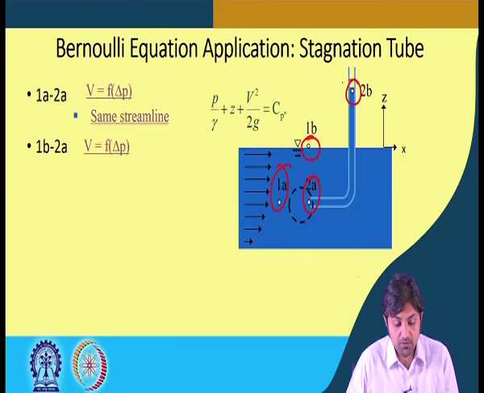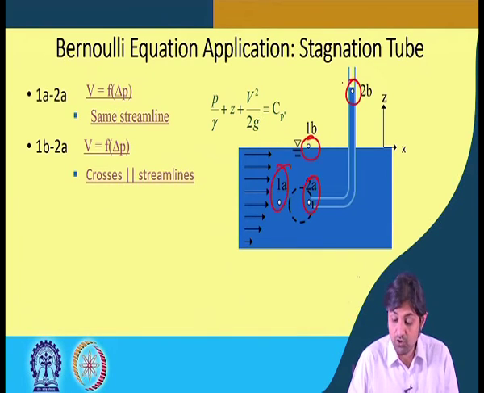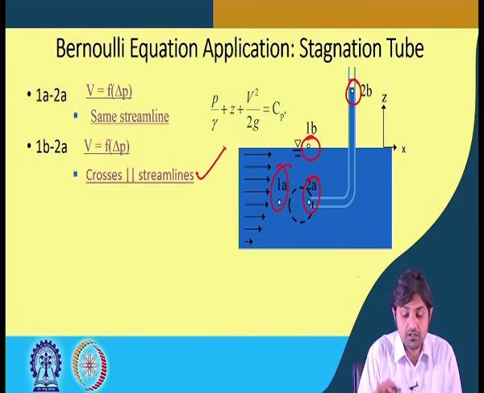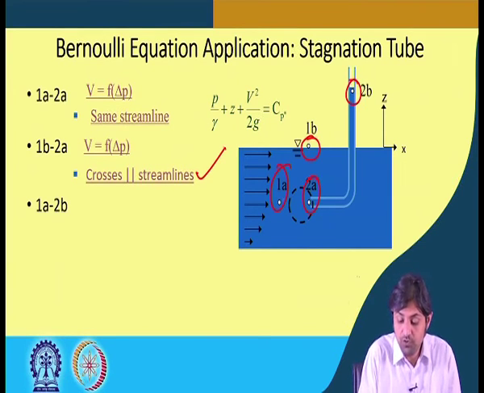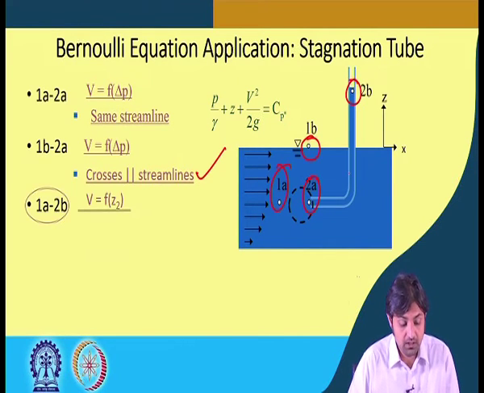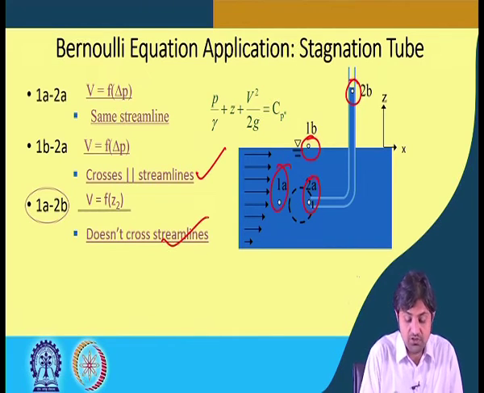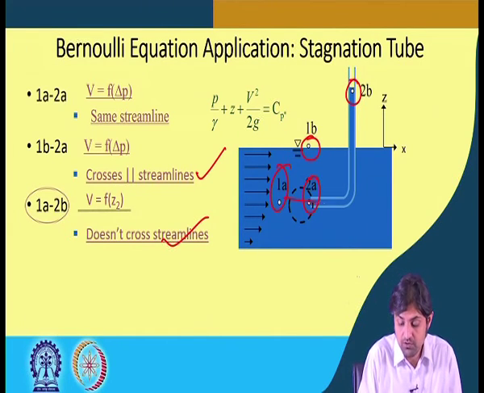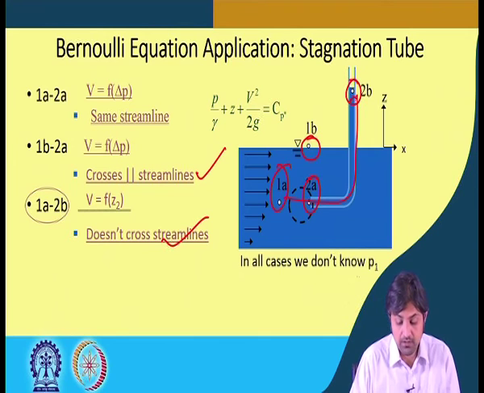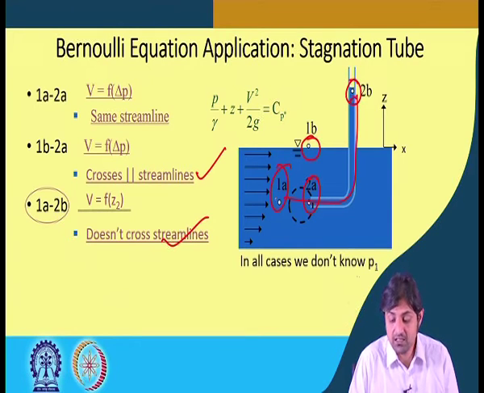If you go from 1B to 2A, it crosses perpendicular streamlines. If you go from 1A to 2B, it does not cross the streamlines. Going from 1A to 2A, it does not cross the streamline. In all cases, what we do not know is P1.